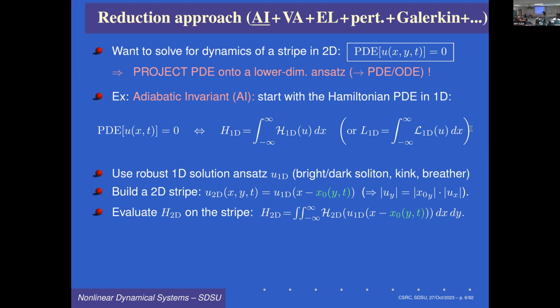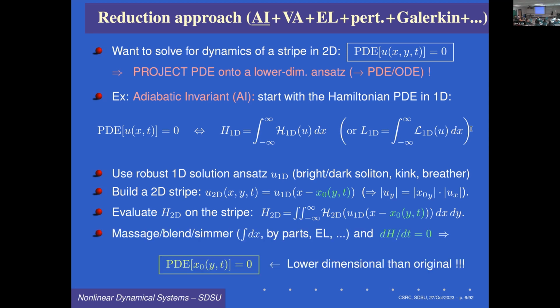Now you do this integral of the new Hamiltonian, but evaluated over your 1D structure or 1D stripe. And by assuming that there is a conservation of the Hamiltonian, so that the time derivative of the Hamiltonian is 0, you can actually get a partial differential equation for just the position of the wiggle. This is in very generic terms how you will do it. It will work for any Hamiltonian PDE where you have a transverse sort of trial function that you can project on. So this is the idea.